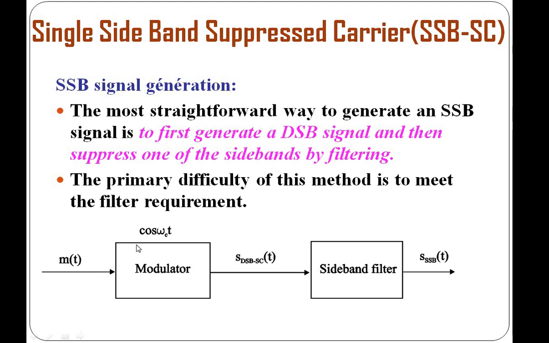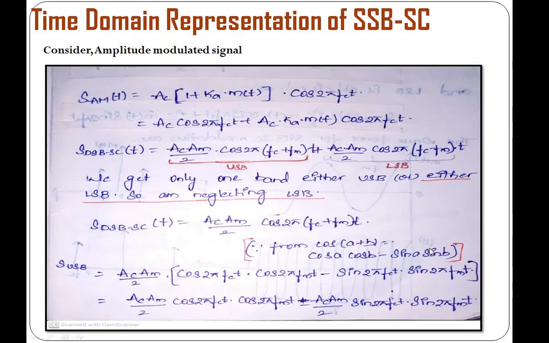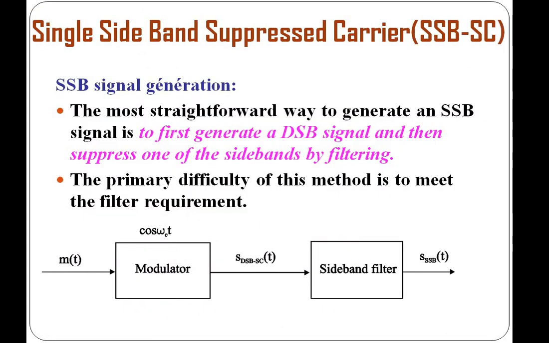Combination of your message signal and carrier signal, they both are given to your modulator, which gives rise to your DSB signal, double sideband suppressed carrier, and that is given to your sideband filter. The sideband filter removes one of the sidebands, and the signal which is obtained is called your single sideband modulated signal. Now that was your frequency representation that we have seen in the first case, right?